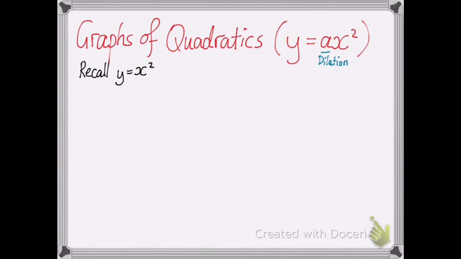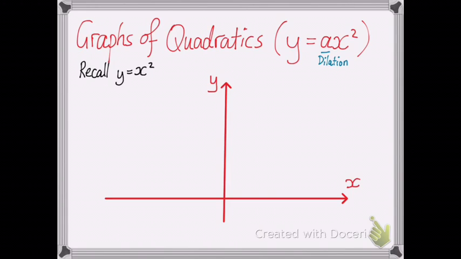So let's recall the graph of y is equal to x squared. It's just a parabola, right? So let's draw our y and x-axis, and our parabola is this shape. It looks like a U, but not quite, because it diverges horizontally rather than going upwards like a U would. Okay, so when we say y is equal to x squared, we actually mean y is equal to 1x squared. So what can this mean? So a is equal to 1 here, so we'll just refer to this as our normal x squared graph.